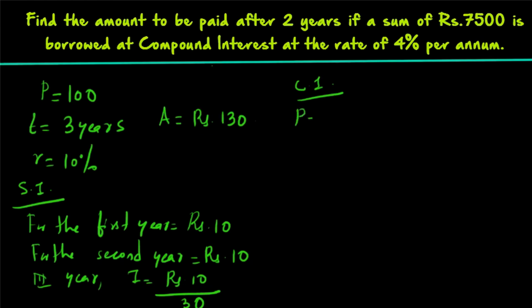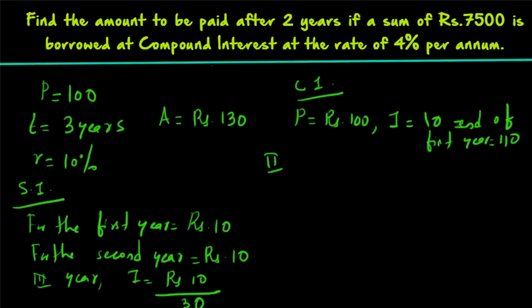the principal will be equal to 100 and the interest will be 10 rupees. At the end of the first year, the total principal will be equal to 110. Then when it comes to the second year, the principal will be replaced by the new principal. At the end of the first year, we had a principal of 110, so this will be the new principal for calculating the interest for the second year.